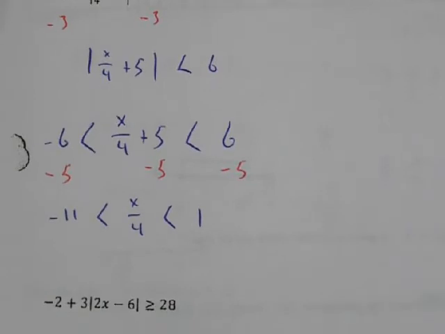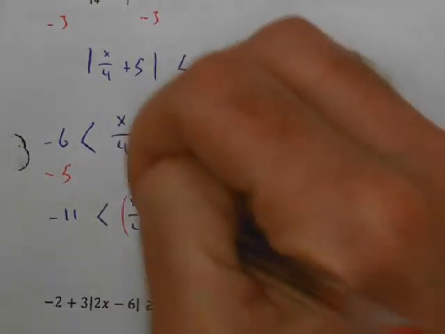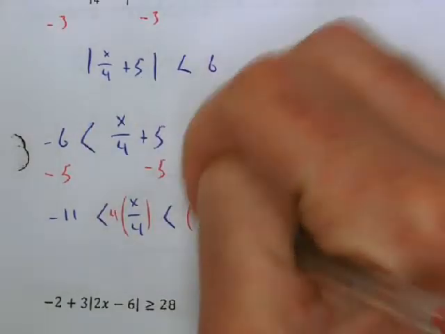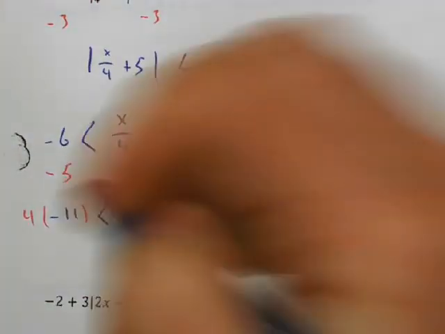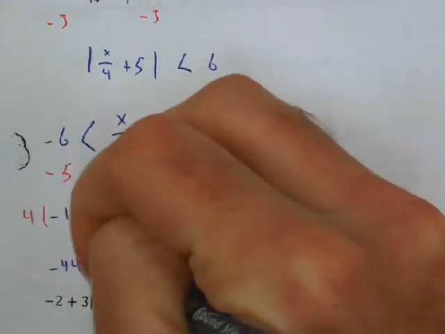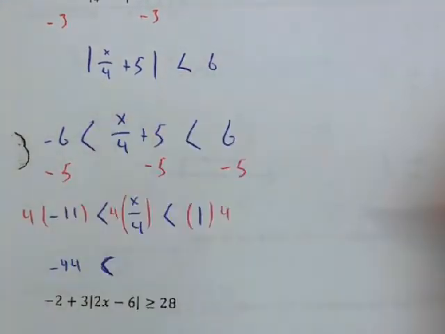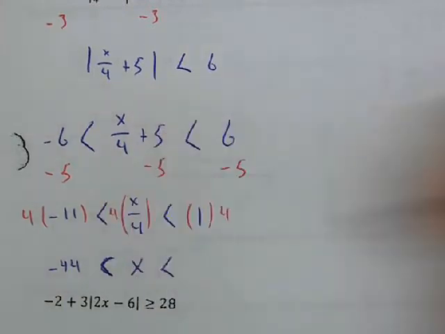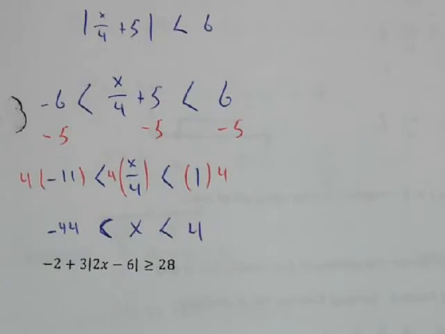Okay? And then now in the middle, I'm taking x and dividing by 4, so then I want to do the opposite of that and multiply by 4. So I'm going to multiply all these parts by 4. And that gives me negative 44 less than x less than 4. Okay? And then those are my answers.